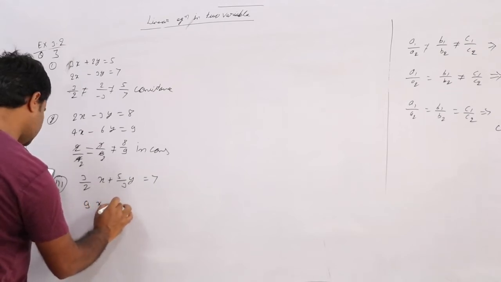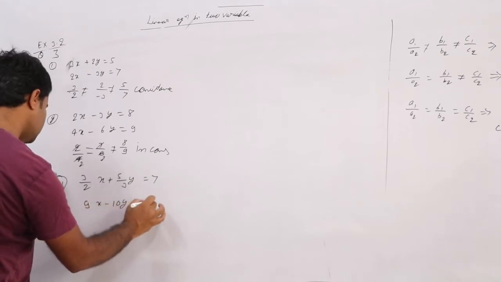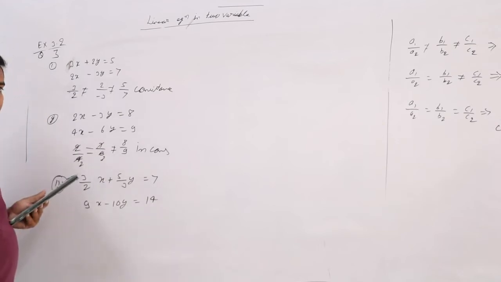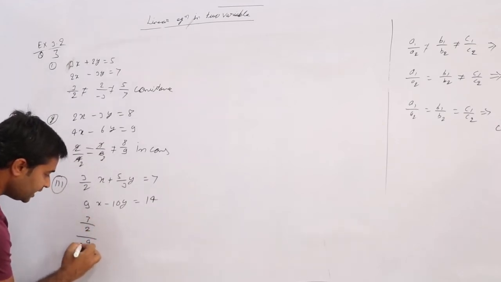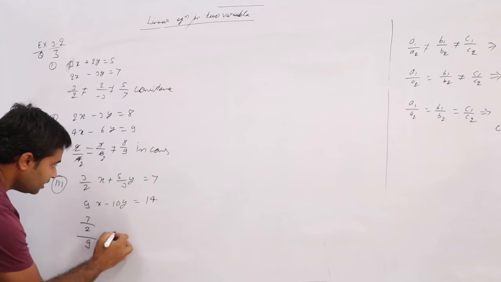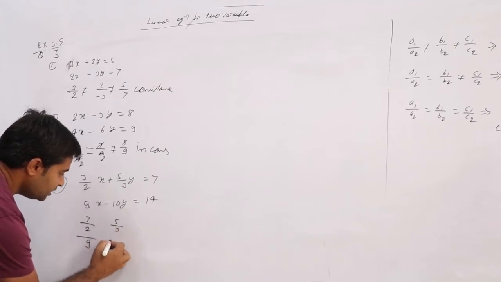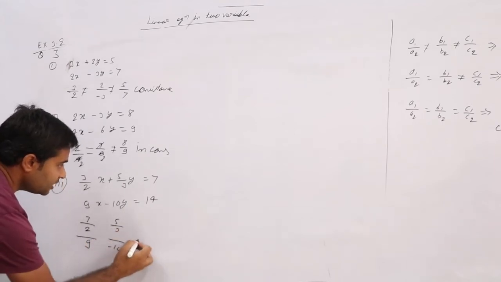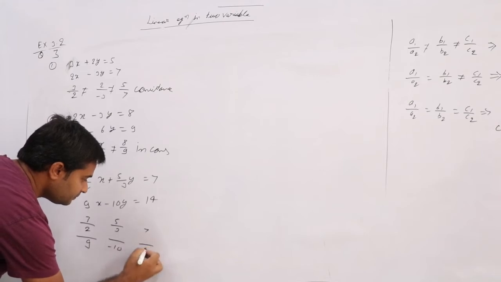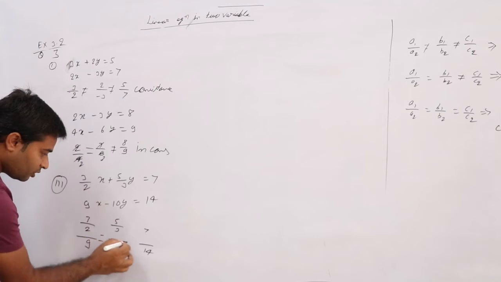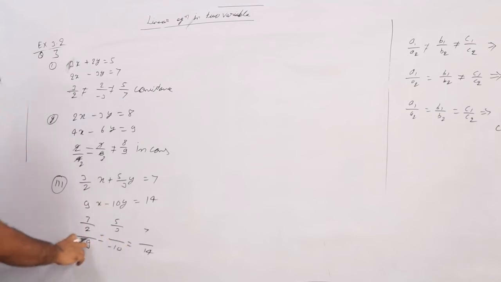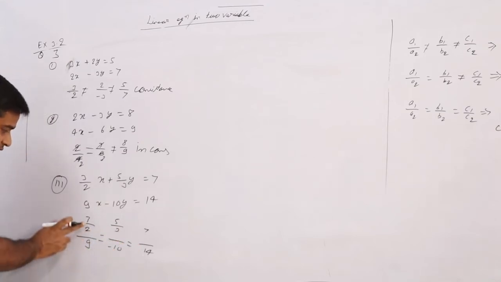Question number 3 is saying 3 by 2 x plus 5 by 3 y is equal to 7 and 9x minus 10y is equal to 14. Find it. 3 by 2 divided by 9, and 5 by 3 divided by minus 10, and 7 by 14. Try to simplify. Equal or not, this is to check. So this is 3 by 2.